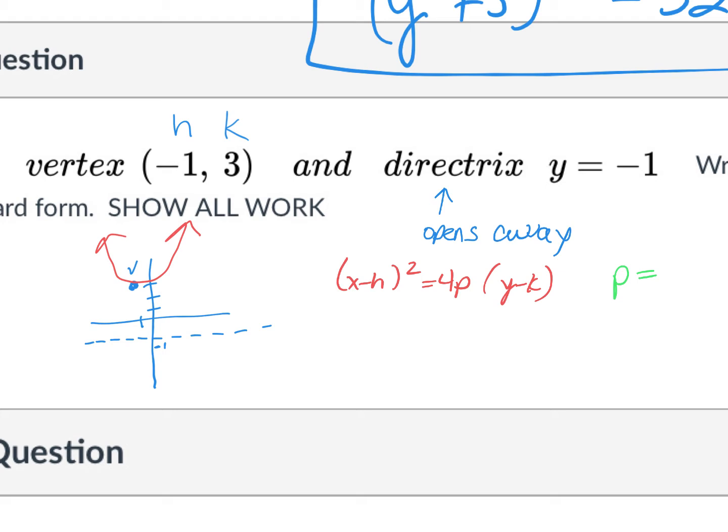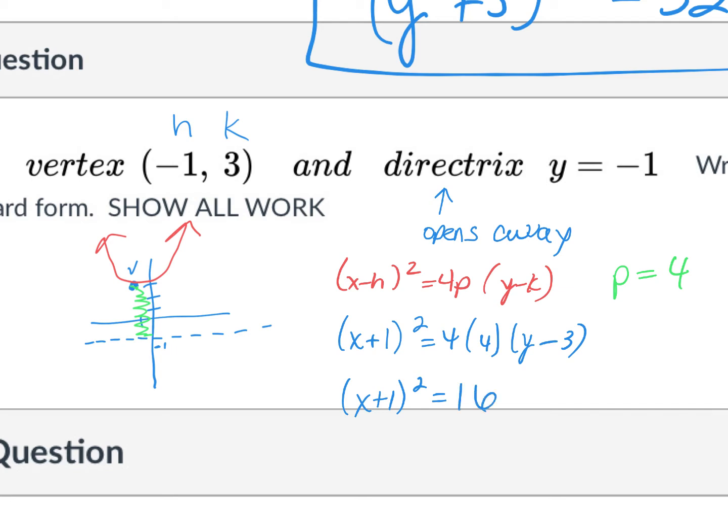How far is it from the focus, your vertex to the directrix? How many spaces? How many spaces is right here? 4. So now you have everything you need to plug in. I have x minus h is -1, so x plus 1 squared equals 4 times, what was my p? 4 times y minus k, which is 3. So x plus 1 squared equals 4 times 4 is what? 16 times y minus 3.